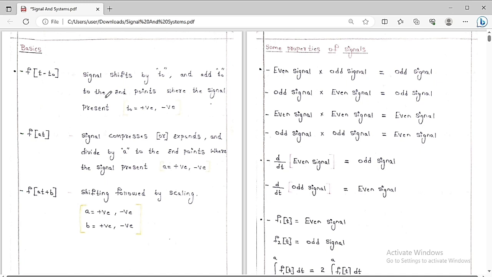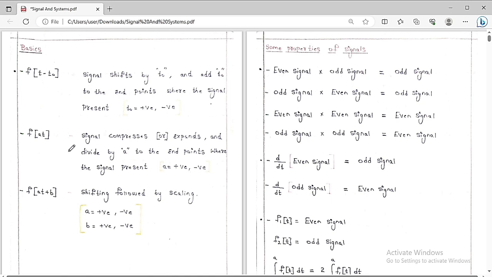Now let's go to another modification, which is f of at. What is the meaning of this signal? We will see here: the signal compresses or expands, and the endpoints where the signal is present are divided by a. a can be positive or a can be negative.